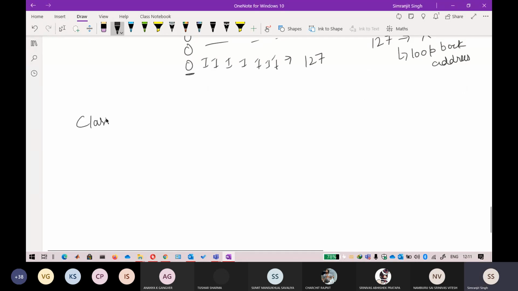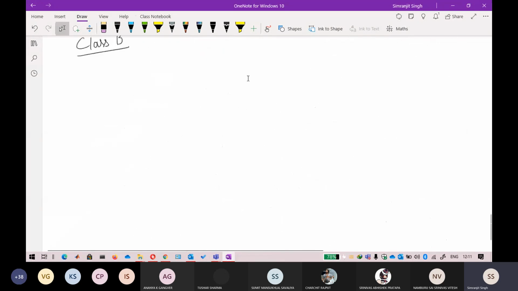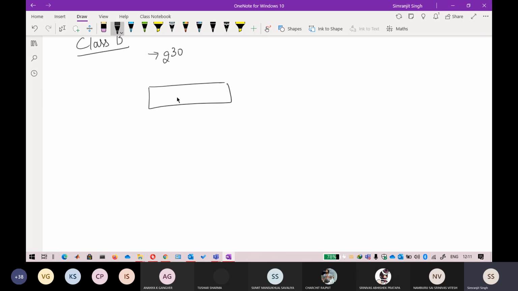Now class B. Two things I already know about class B: the total addresses are 2 raised to power 30 and the bits that are reserved are 10. So total addresses are 2 raised to power 30, and here the reserved bits are 10. Here, one part is network ID, one part is host ID. Keep that in mind.